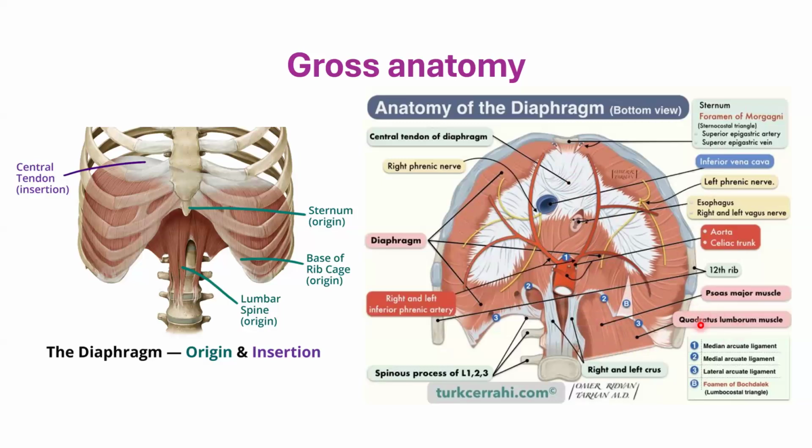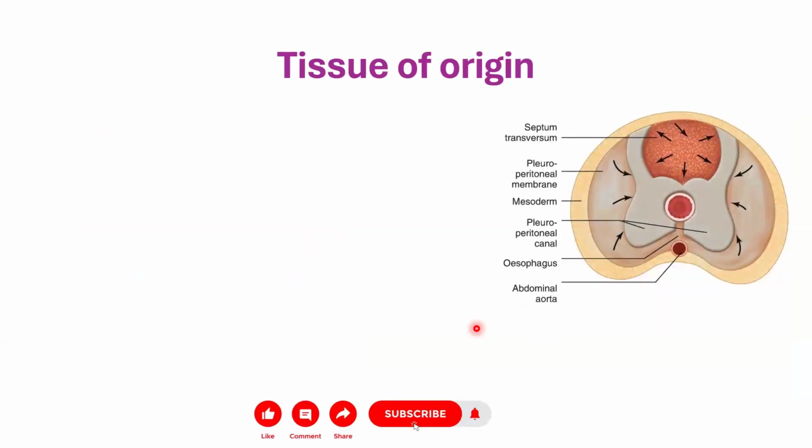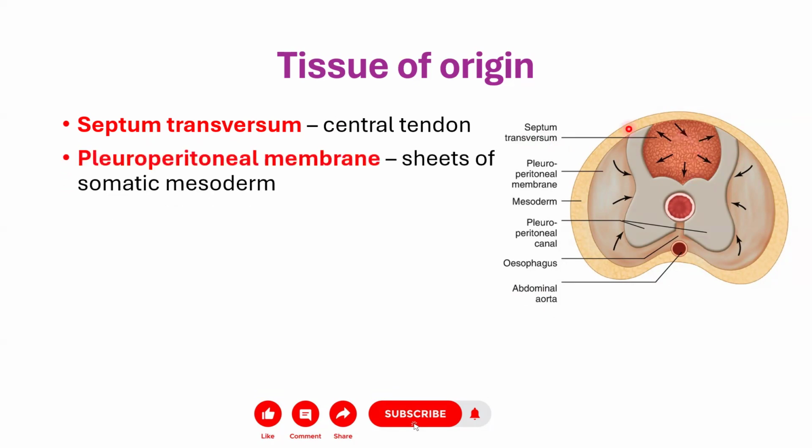Here you have a muscle known as quadratus lumborum, which forms a part of the posterior aspect of the back muscles. In terms of tissues of origin, we have 5 tissues of origin, and the first of them is the septum transversum, which forms the central tendon. Then the pleuroperitoneal membrane, which comes from the sheaths of somatic mesoderm.